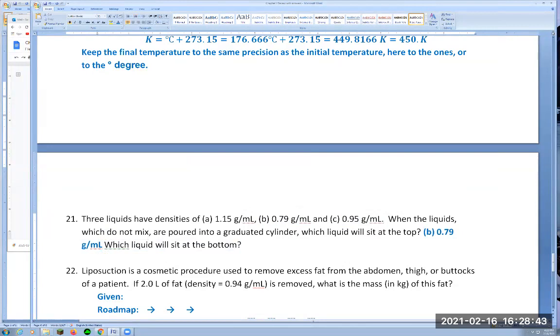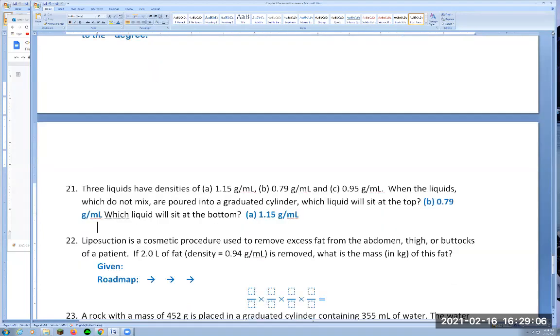And then which liquid will sit at the bottom? It's going to be the liquid with the larger value of density, right? Larger densities always sit at the bottom, and then smaller densities will sit on top. So that's answering question 21. Let's do question 22.